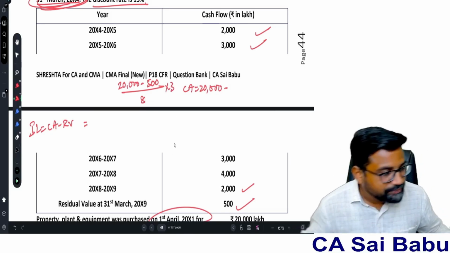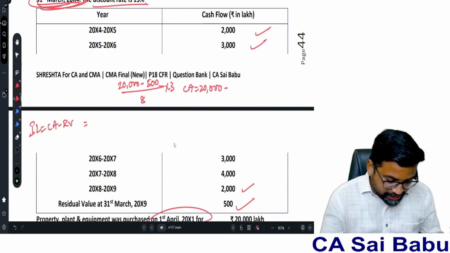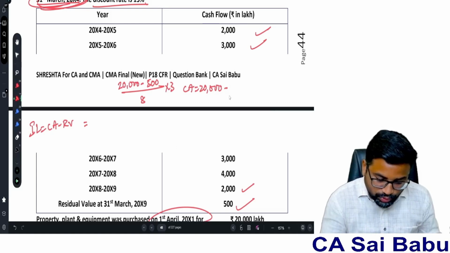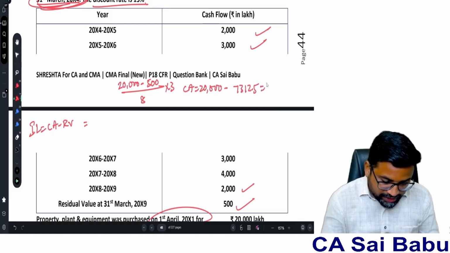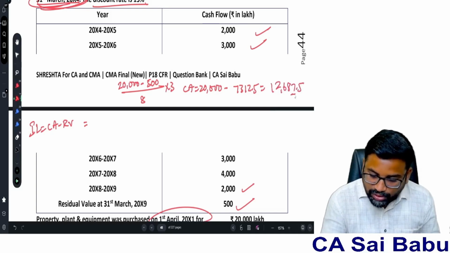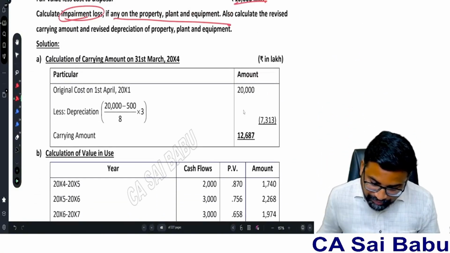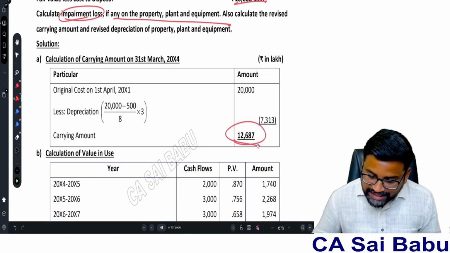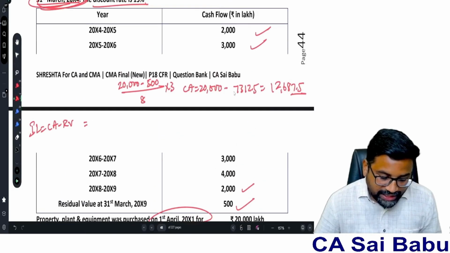So you will get 19,500 divided by 8 into 3. So 7312.5. So therefore 20,000 minus 7312.5. So 12,687.5. What is this? This is the carrying amount of the asset. See here, 12,687. They round it off. 12,687. Now I need to find out the recoverable value.